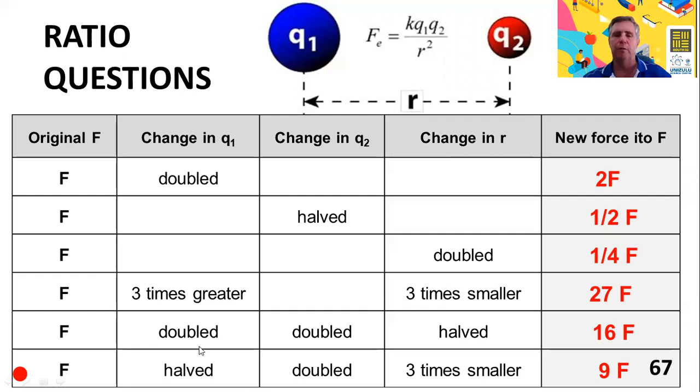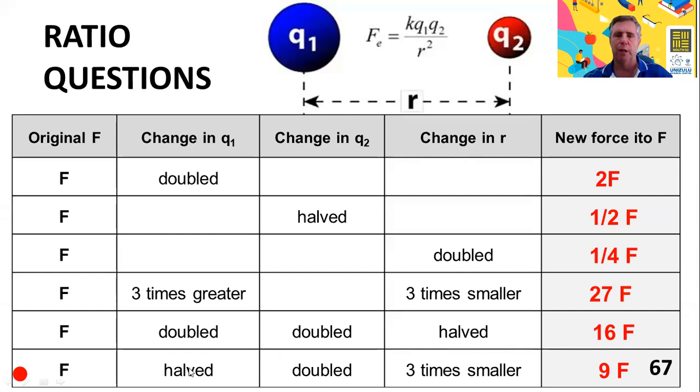The fourth one, if the charges are doubled and the distance between is halved, that will have the effect of doubling the force. Doubling it again, that's 4 times. And then if R is halved, we see that the force will become 4 times as big. So it's 2 times 2 is 4, times 4 is 16 times the force.